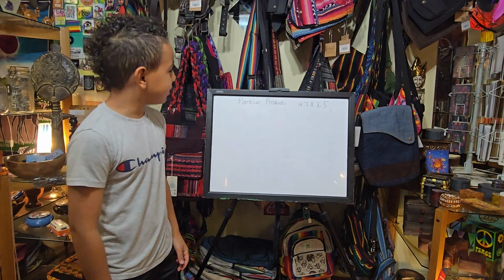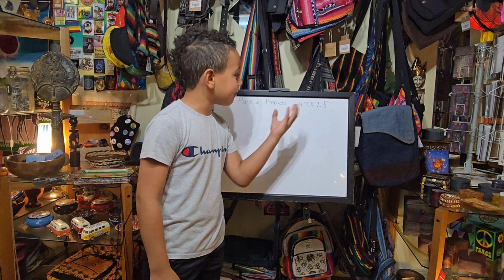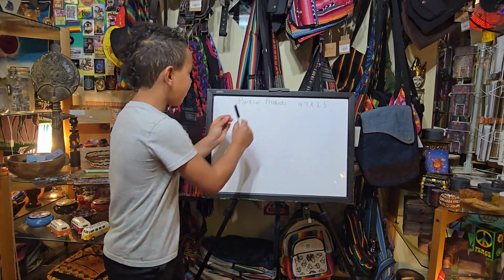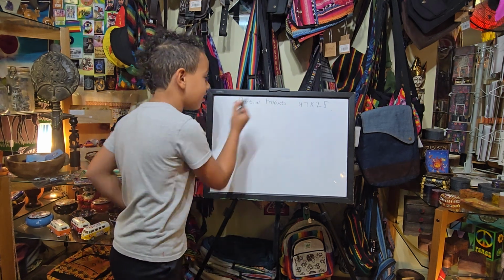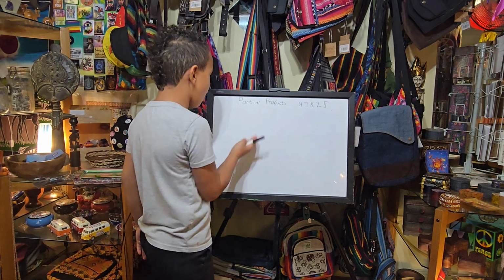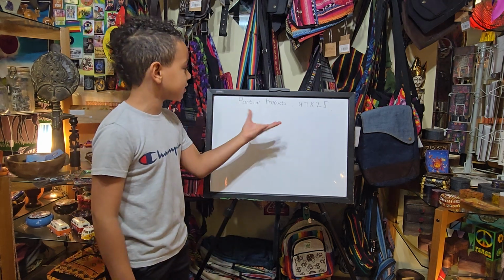I'm Ashley. Today we're going to be figuring out 47 times 25 using partial products. Partial means parts. The product is the answer. So we're going to find all the parts and we're going to use them to find the product, the answer.